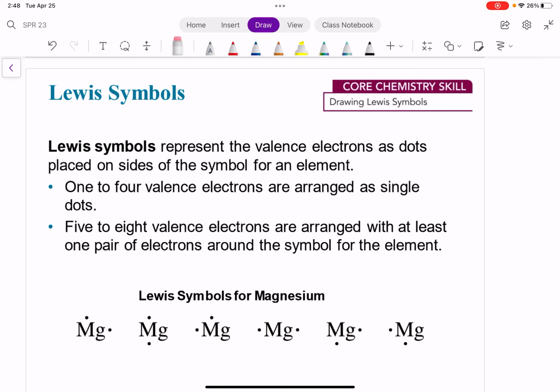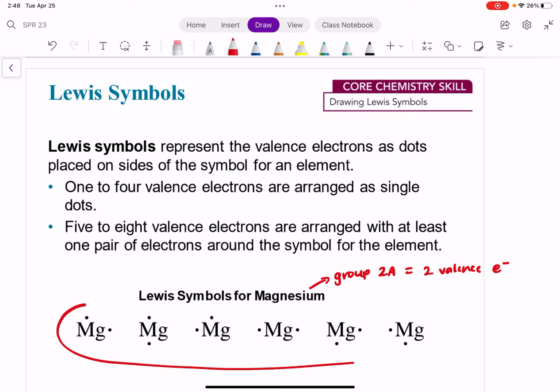Why do I only have 2 dots for magnesium? Yeah, because magnesium's in group 2A, so it has 2 valence electrons. So let's just write magnesium, group 2A, which means 2 valence electrons. Okay, so you can represent them in any of these ways.